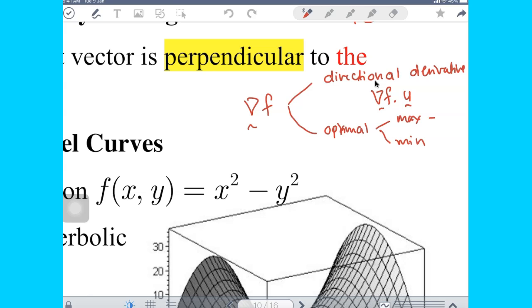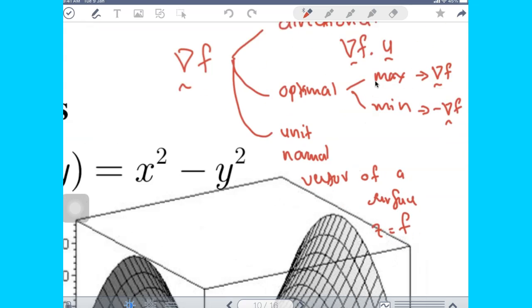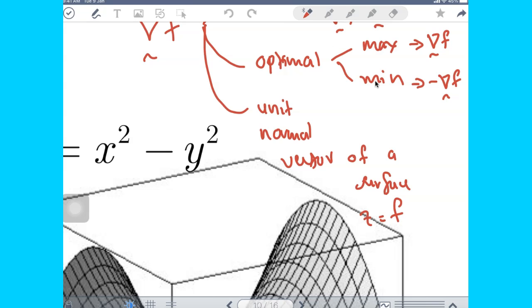For the max, you just put positive grad F. For the min, you have to put negative, the negative of the gradient of the scalar function F. Now, what is another application? You can determine the unit normal vector of a surface. Let's say your surface depends on a two variable function, so in general, the surface is z equal to any function in terms of x and y.